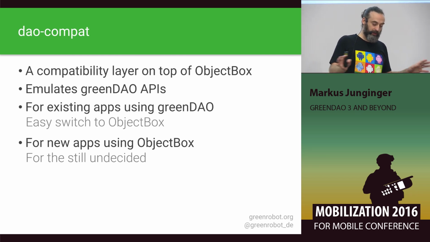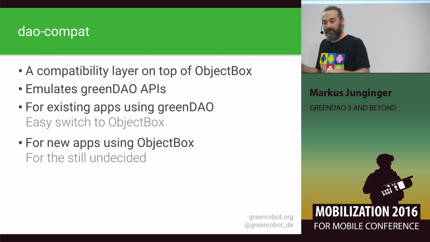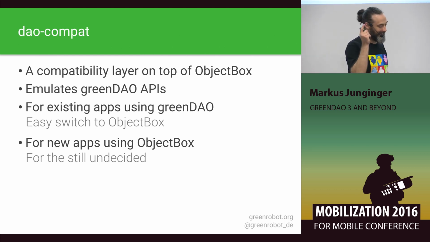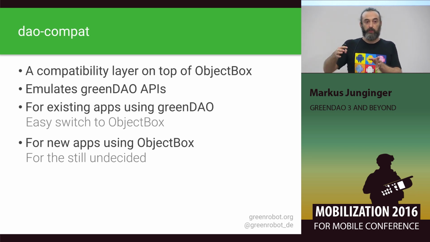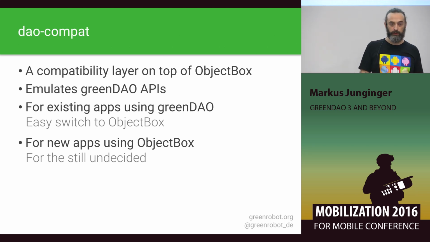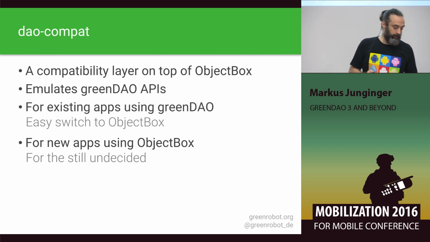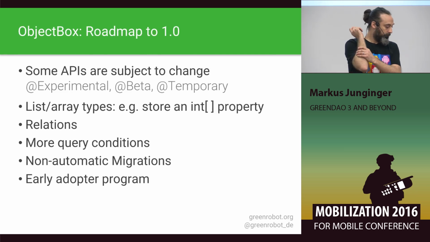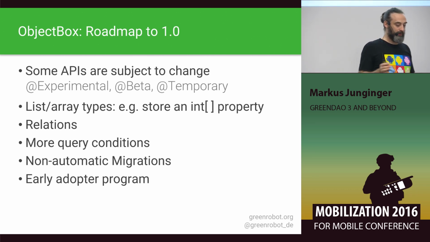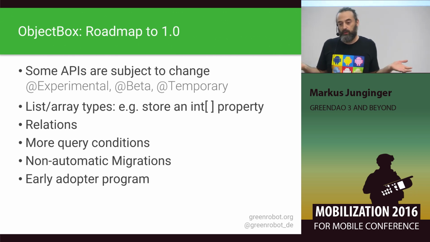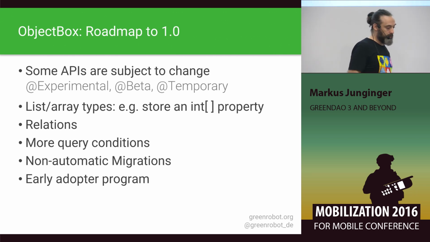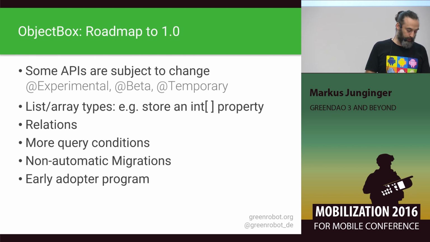And if you're not totally convinced that ObjectBox is the best thing ever, you can still use it with dao-compat. And if you don't like it, just switch to greenDAO. Okay? So it's not finished, so I'm giving kind of a sneak preview here. Some APIs are like version 1.9. And so there are a couple of things you want to do.